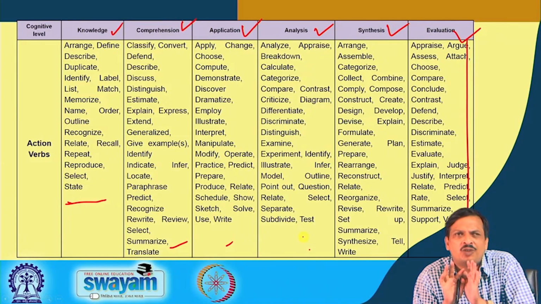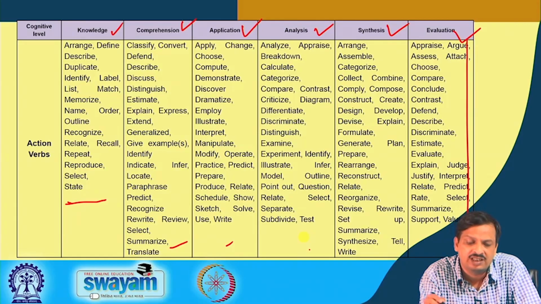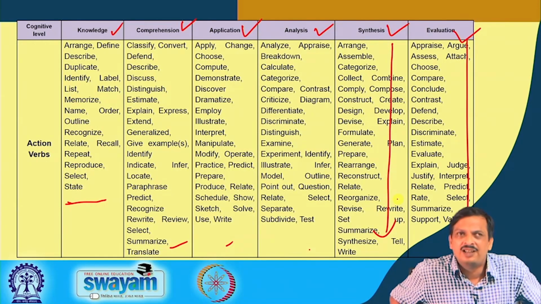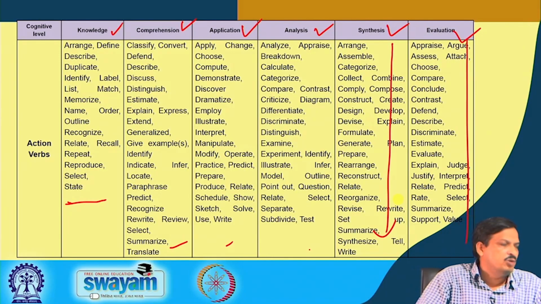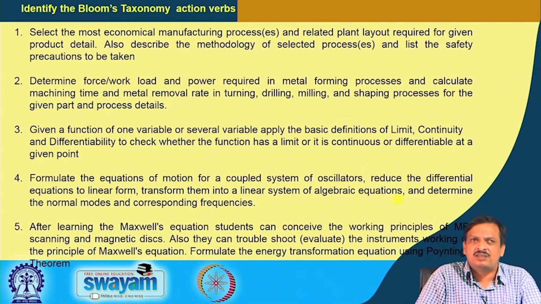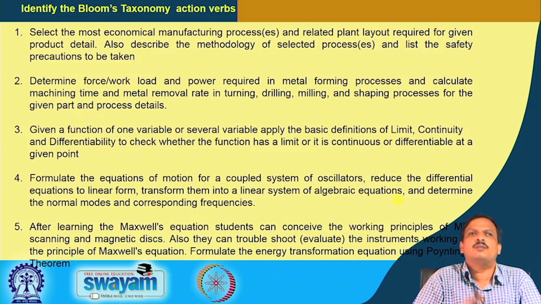So, let us remove those action verbs and create a list. If I want to write an outcome at the synthesis level, I have to think using those action verbs. Okay? This table is given to you. Now, I ask you, identify the action verbs and comment on what is the cognitive level of the outcome.